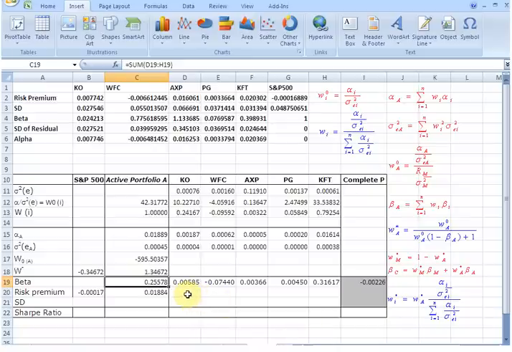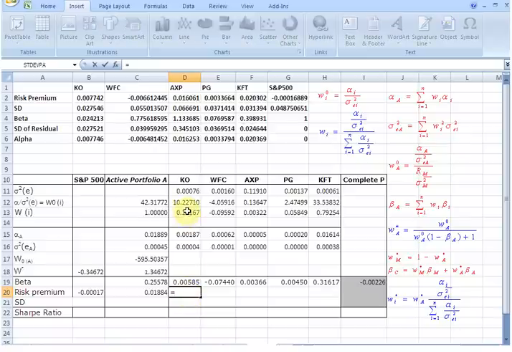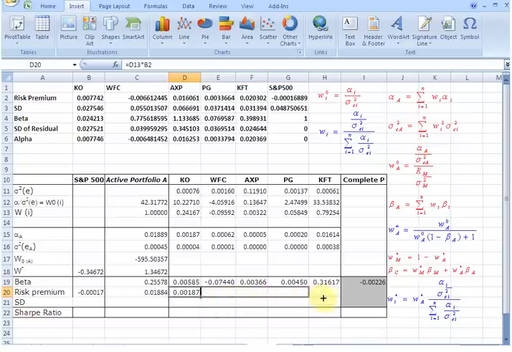Let us also find the risk premiums for our individual securities. In this cell, we are going to do that for Coca-Cola. We already know the weight on Coca-Cola, which is this. We can multiply the weight by the risk premium of Coca-Cola, which is here. Hit enter, and we have the risk premium on Coca-Cola here, 0.00187. We can do that for the remaining securities in our active portfolio.